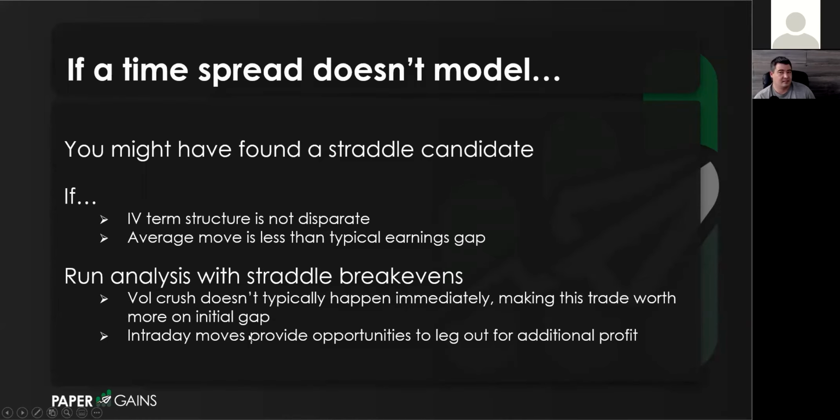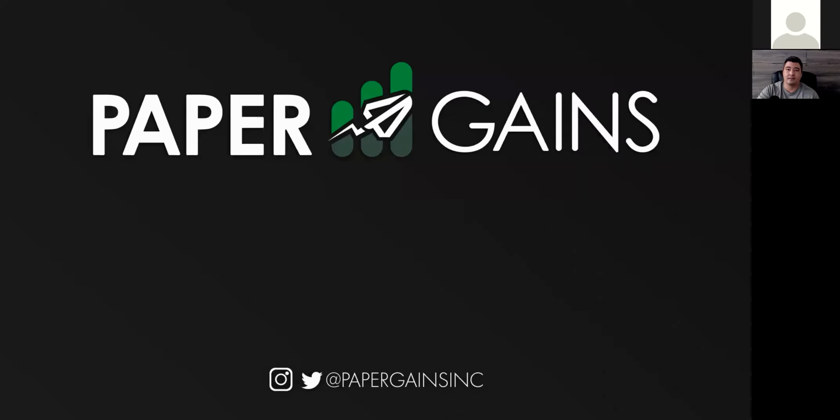In that instance, we're going to look at it and say, okay, I need the stock to move more than X percent or X dollars to make money. And if the average move is more than I need it to move, we'll take that too. That's it.